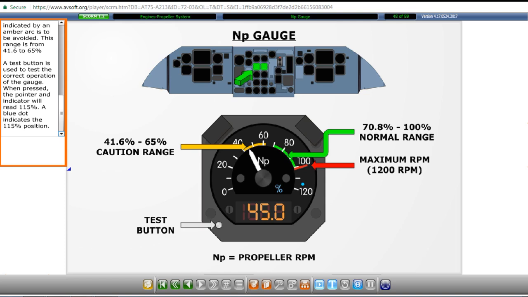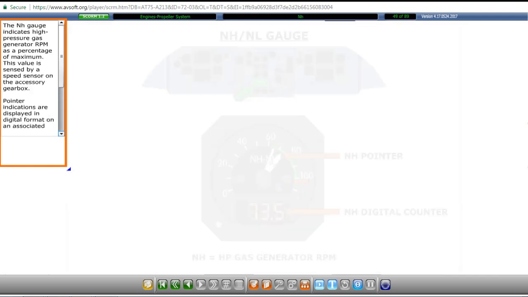A test button is used to test the correct operation of the gauge. When pressed, the pointer and indicator will read 115%. A blue dot indicates the 115% position.